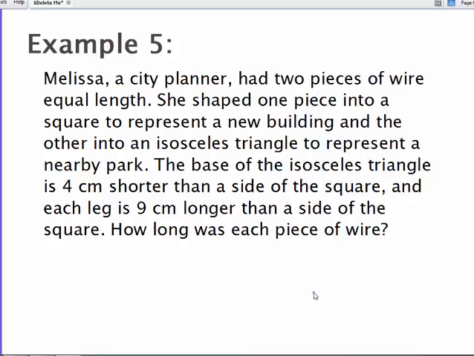Example 5. Melissa, a city planner, had two pieces of wire of equal length. She shaped one piece into a square to represent a new building and the other into an isosceles triangle to represent a nearby park. The base of the isosceles triangle is 4 centimeters shorter than a side of the square, and each leg is 9 centimeters longer than a side of the square. How long was each piece of wire?